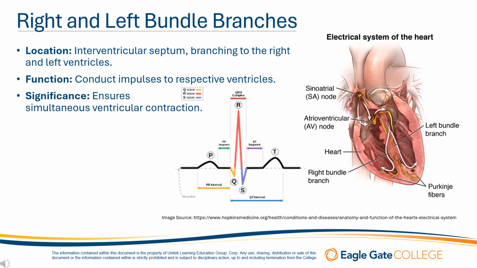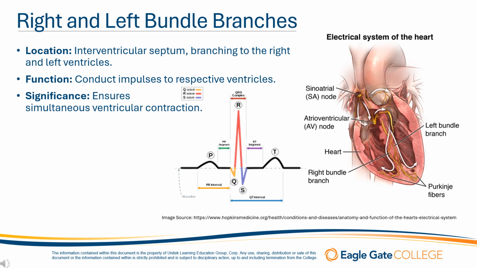If there is a problem with either the right or left bundle branch, such as a bundle branch block, it can disrupt this synchronization. A bundle branch block occurs when there is a delay or blockage in the electrical conduction pathway of one of the branches. This can cause the ventricles to contract at different times. This is an uncoordinated and less efficient heart function.